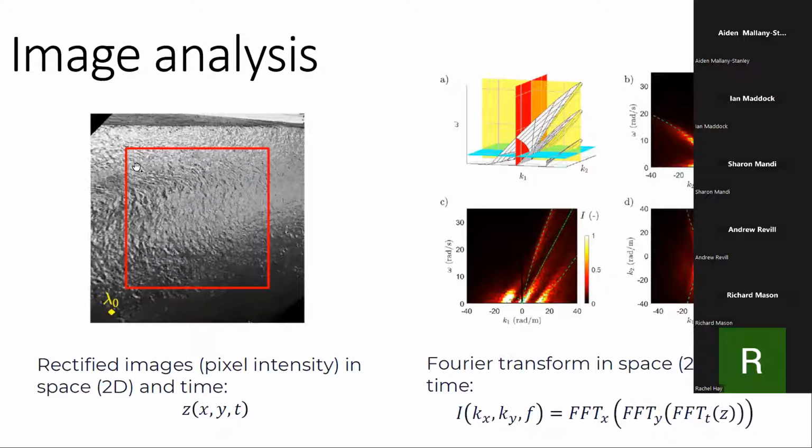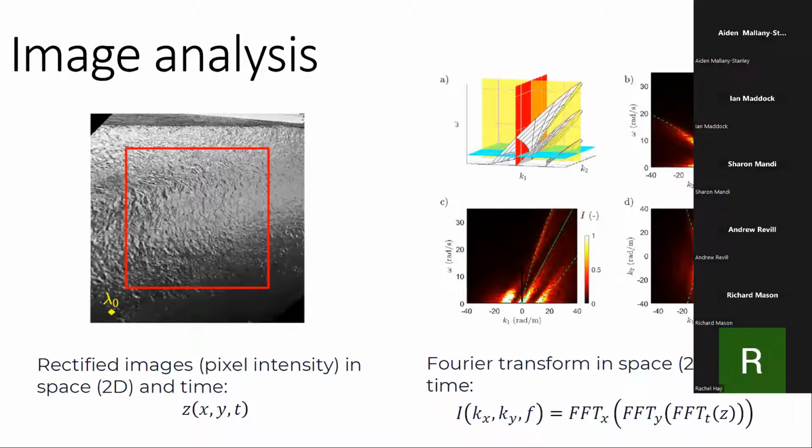And then we do things which are very common for many surface velocimetry methods. We rectify the images and extract a window. Then we have collections of these images taken at different times, so we have a 3D block of data, and we take a Fourier transform in the three directions. So we end up with a 3D spectrum, in two directions in space and one direction in time.